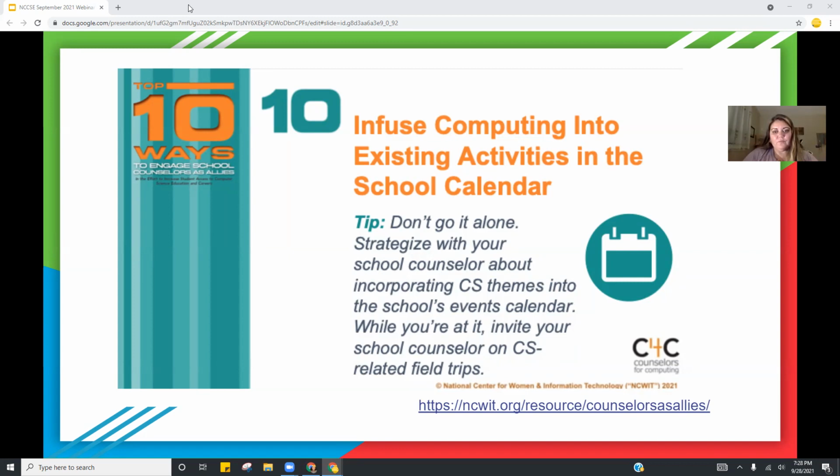For me, one of the big takeaways is trying to combat the stereotypes and assumptions that students, counselors, teachers, everybody in the school might have about computer science. These 10 ways are great ways to do that. I hope that you're willing to stick around. I want to continue adding to this conversation.